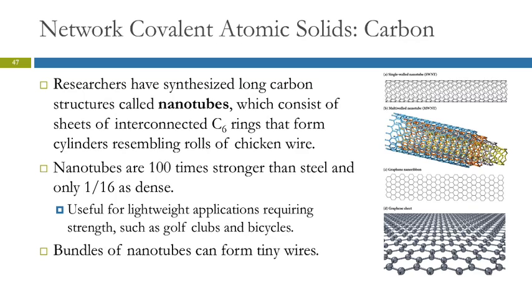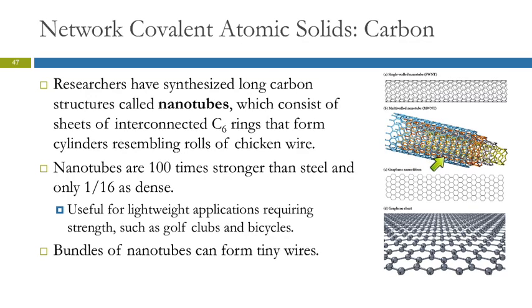So of course you get a new material like this, and then people want to do all kinds of fun things with it. And so we've got some really cool stuff made out of carbon. They have synthesized long carbon structures called nanotubes, which are sheets of interconnected carbon-6 rings. And they look a lot like a roll of chicken wire. So this is a cylinder or tube of carbon that's chemically bonded to other carbon atoms. So you can make a single-walled nanotube.